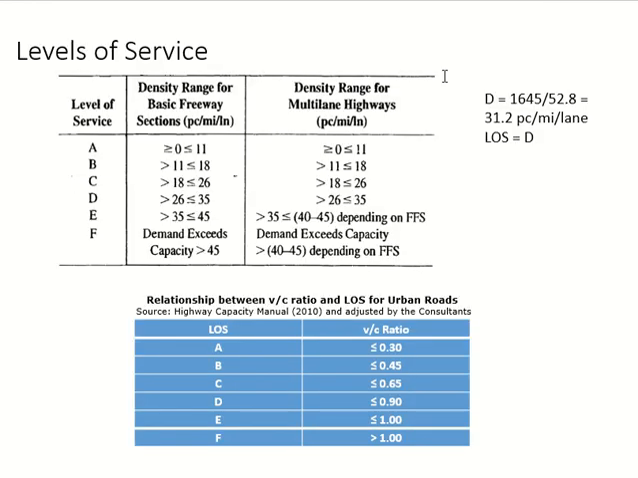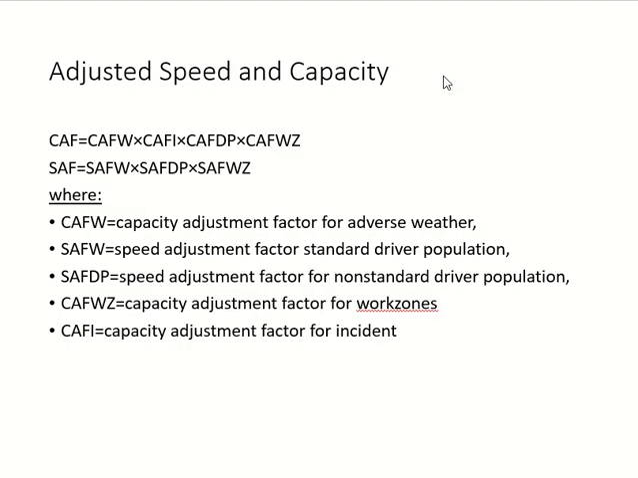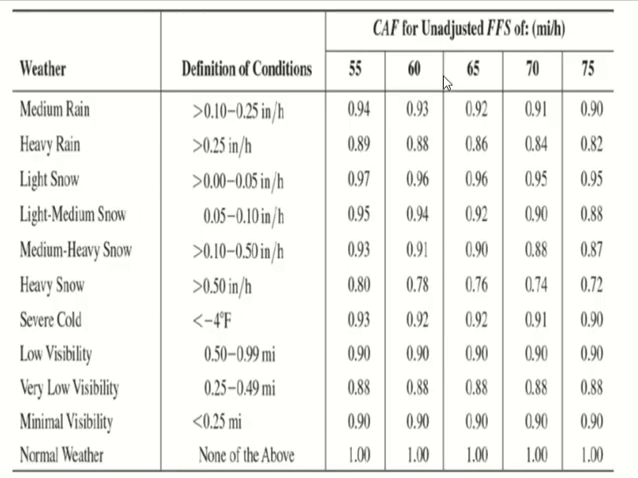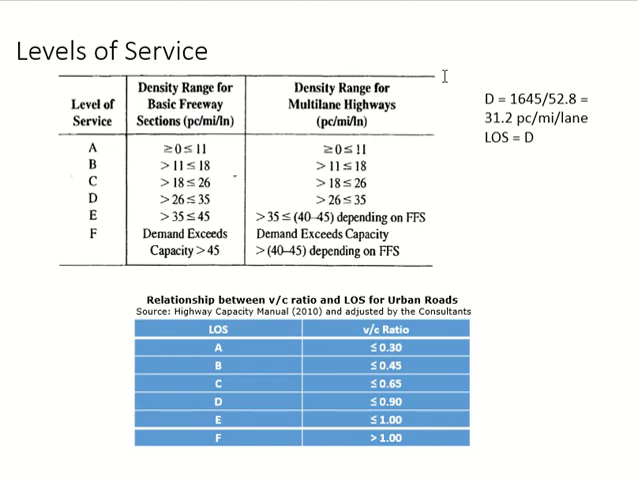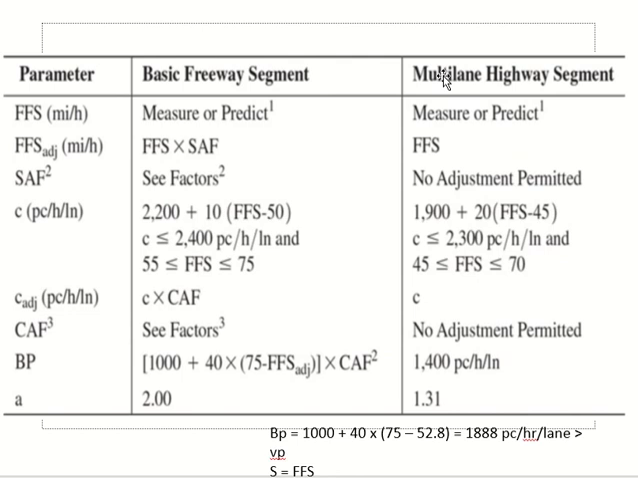So capacity adjustment factor for weather, again doing the same thing. First row, I'm less than minimum, so I will take minimum, which is 0.94. Okay, so CAF is 0.94. So now you will recalculate the breakpoint.